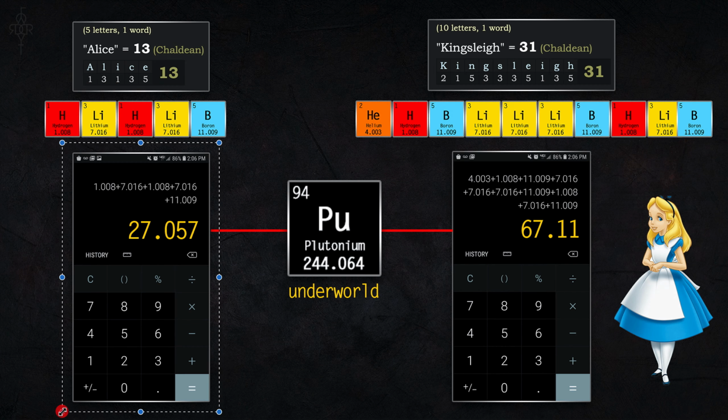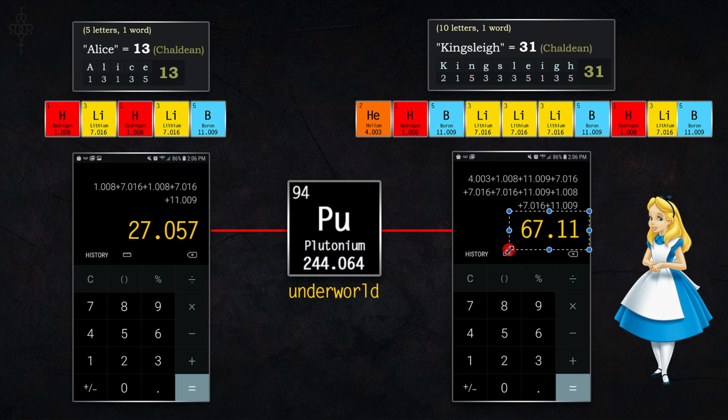The alchemology of Alice is 27.057. How many books in the New Testament of the Bible, the Taurian Bible? 27 books. Lucifer's 57. Then we go over to Kingsleigh. We add up the 10 elements for Kingsleigh, and you get the number 67.11. 67's tied to Nephilim, folks. It is tied directly to the fallen angel story.